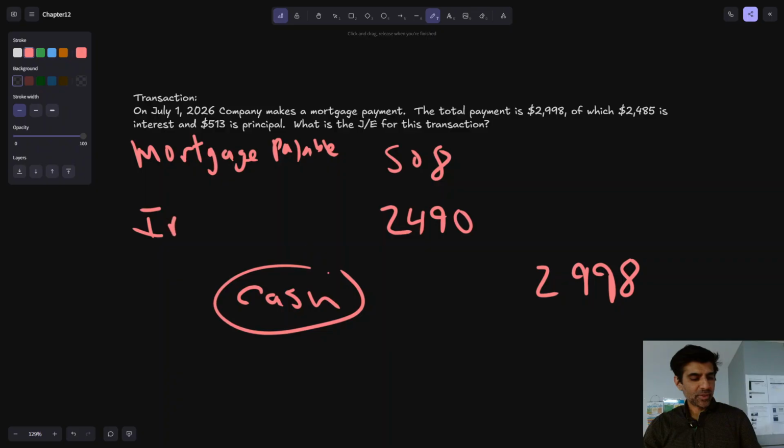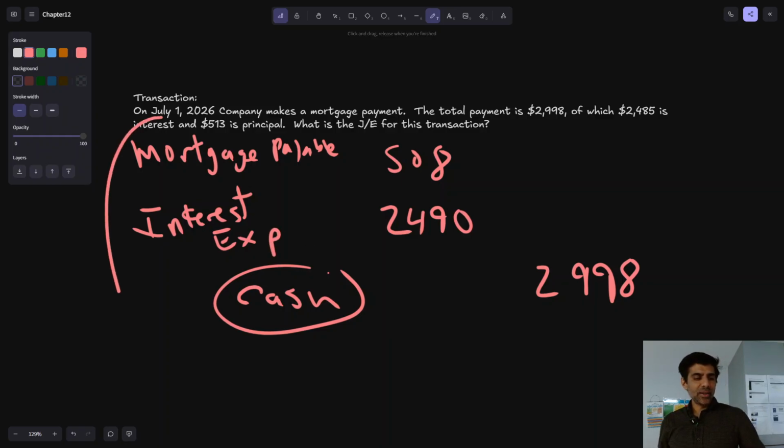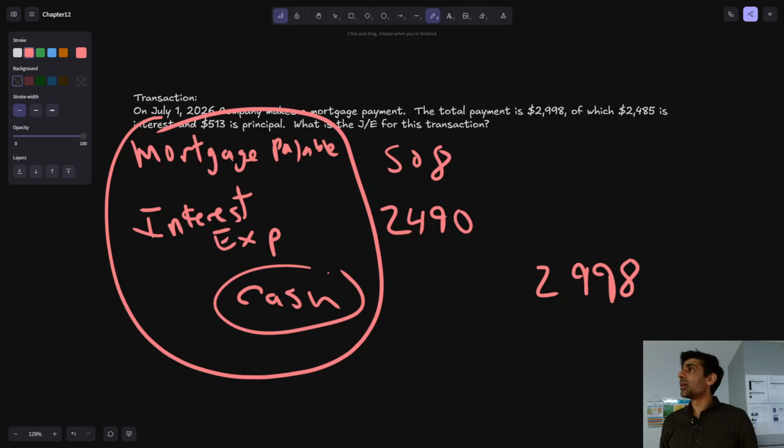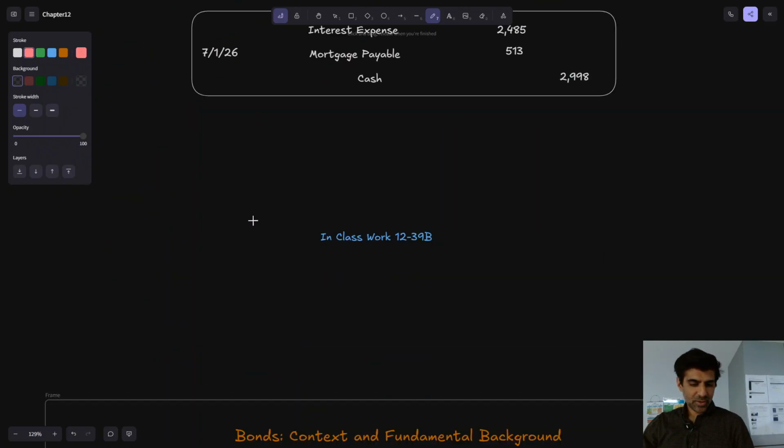And this is going to be interest expense. So as long as you understand the accounts involved, the numbers are coming from the schedule. Okay. Make sense? Okay.